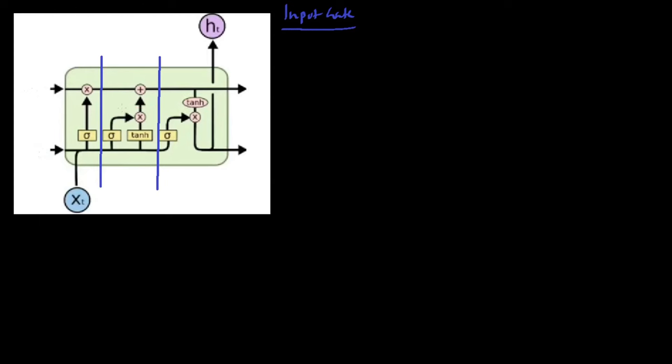Basically this part. Okay. This part. Now what's happening here is we have a sigmoid layer. We have a tanh layer. And then something is going from here. And then there is a pointwise operation. Right. And from here and here, we have ht minus 1. And here we have, sorry.